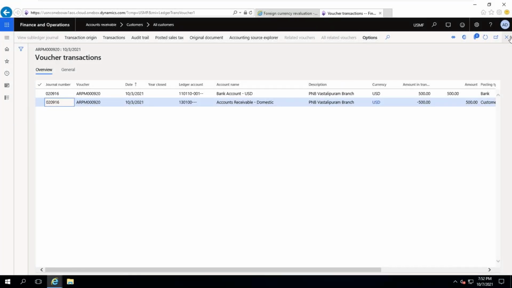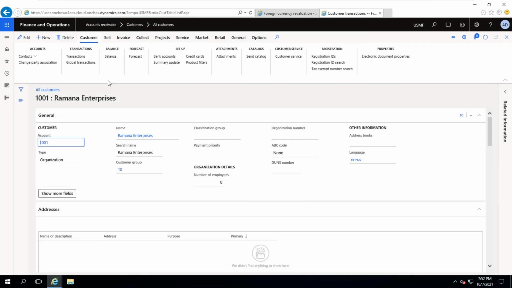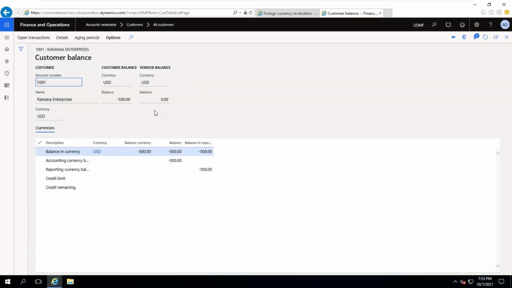Now, if you go to this vendor balance, it will show only one amount. Am I right? One second, let me show you. If you go to the vendor balance, it will show you the balance. I will show you the vendor account only. So here it will show, am I right? The balances. One is accounting currency, another one is reporting currency, and then foreign currency. Agree with me?